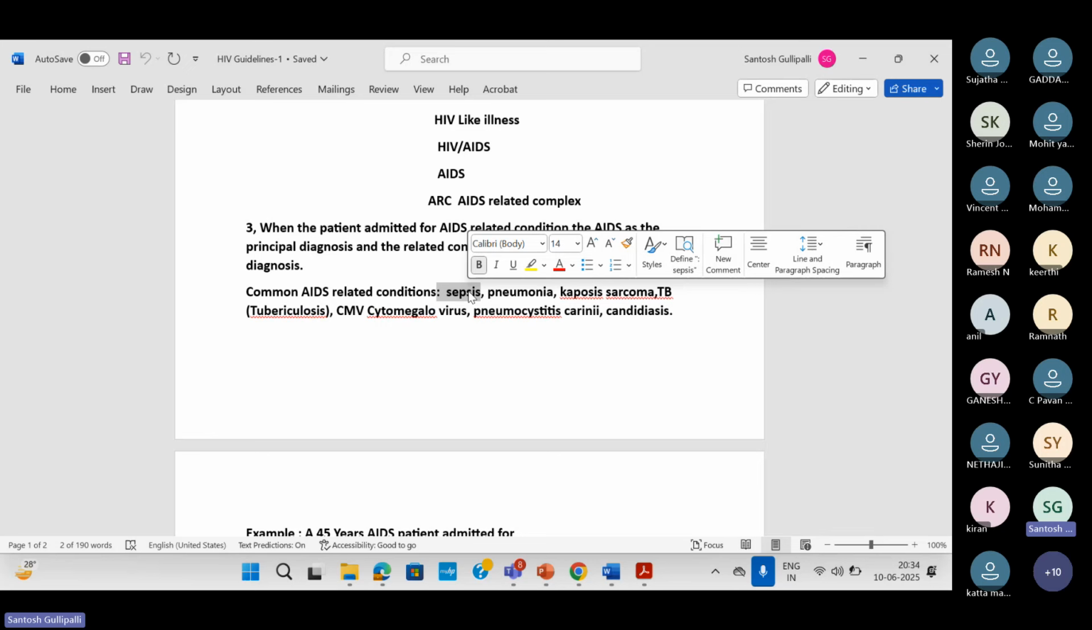Now the patient is already an AIDS patient. AIDS is a chronic condition. Lifelong, so the AIDS is not resolved.